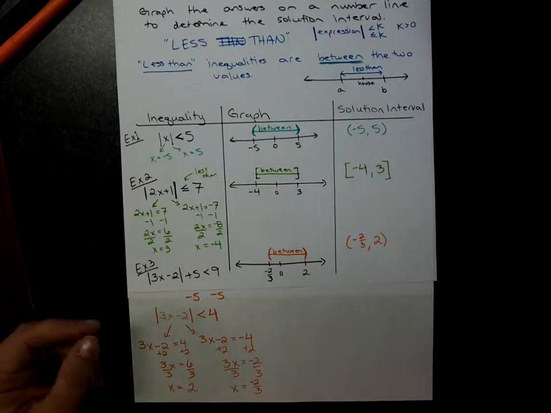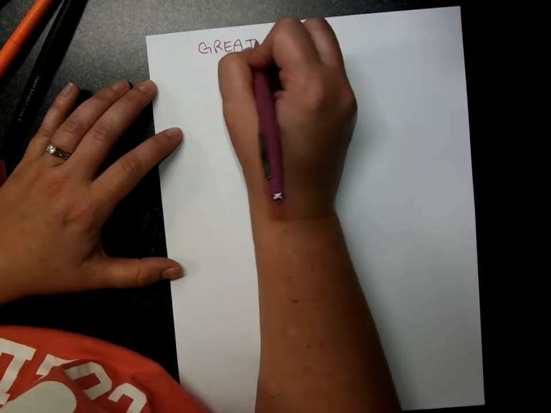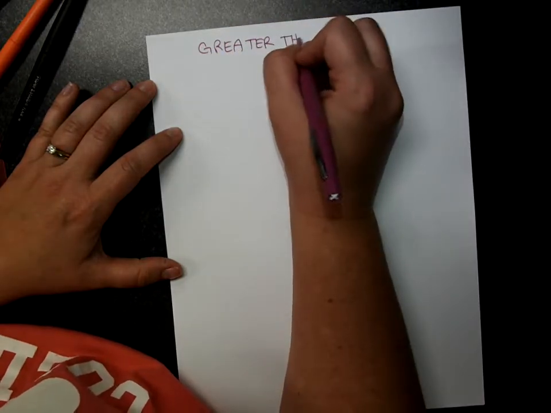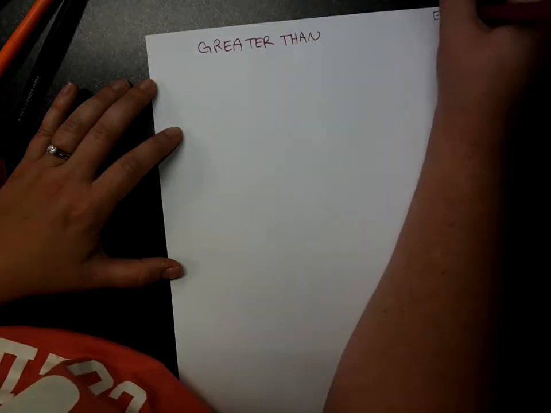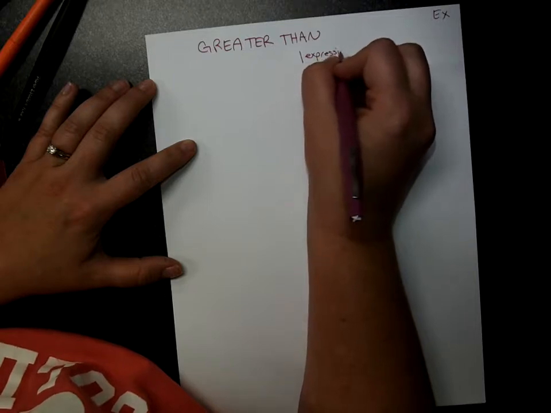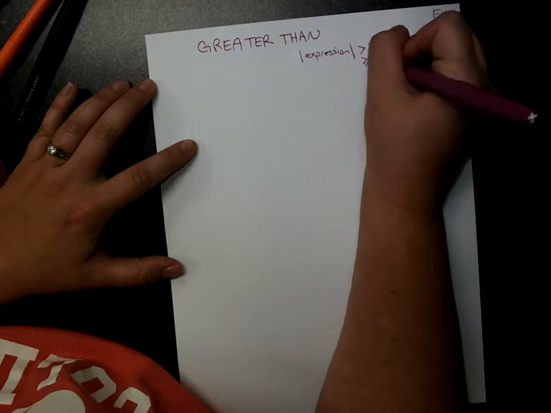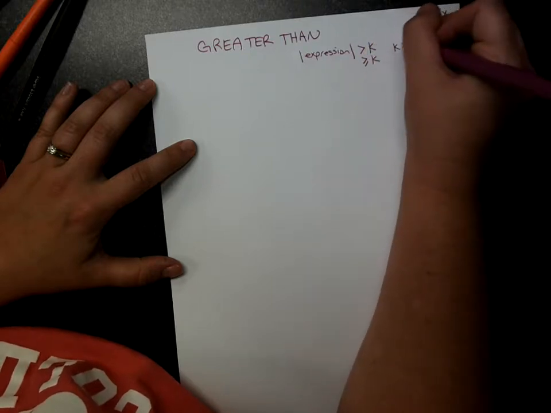Let's kind of talk about the same idea for greater than. You might want to get to a clean page for this. We're going to set up, take some notes about greater than, and then we'll set up that same 3-column format. So let's talk about greater than. This will be on an EX page on your notes. So this is when the absolute value of the expression is greater than some number, or it could be greater than or equal to some number. It doesn't matter as long as that number is positive.